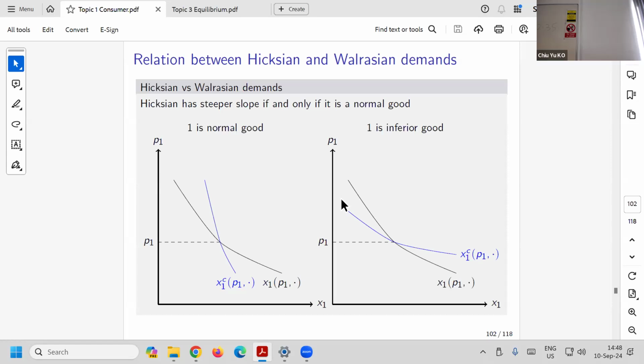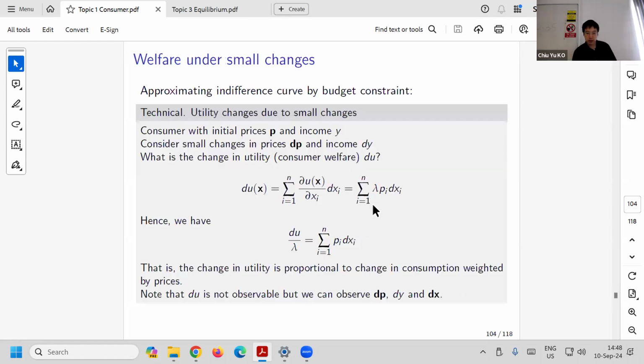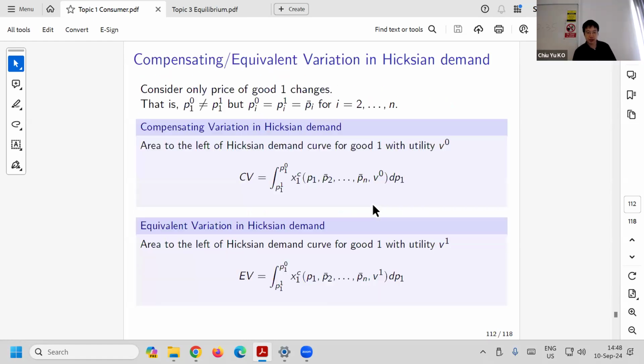Okay. The addition is the income effect. This is the Slutsky equation in graph form. And now I think we can explain the CV and EV.